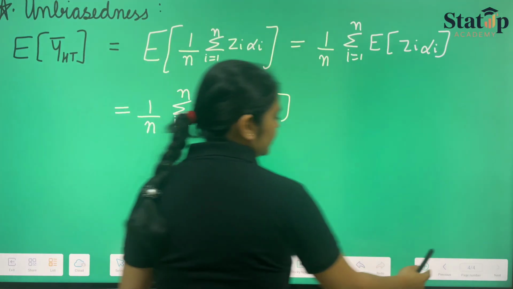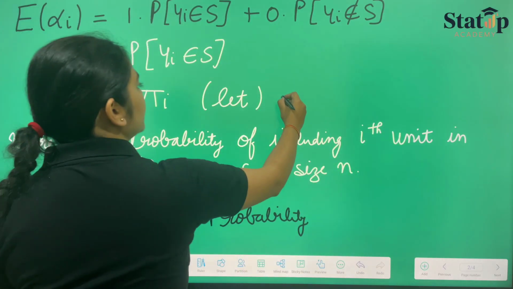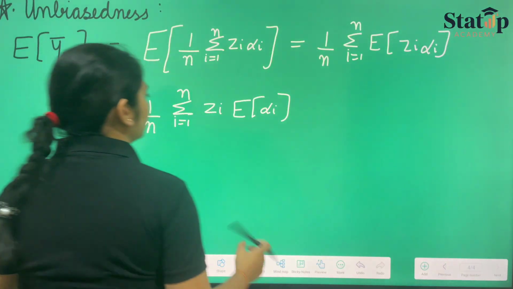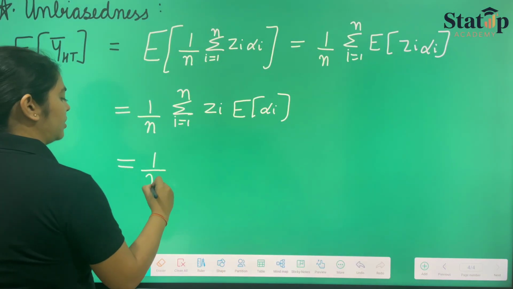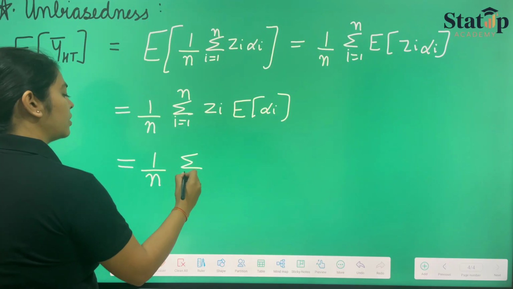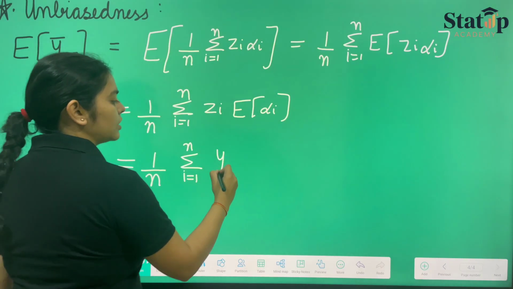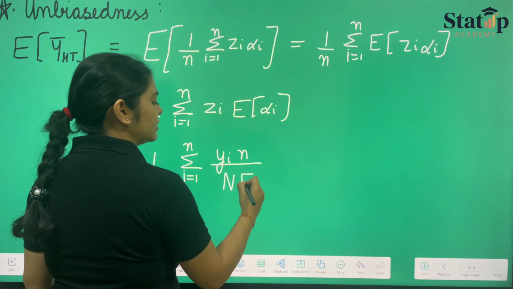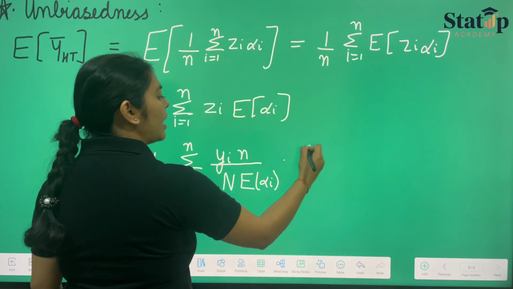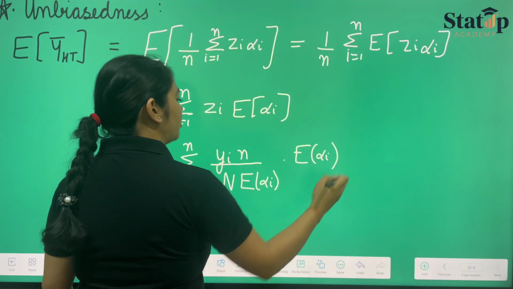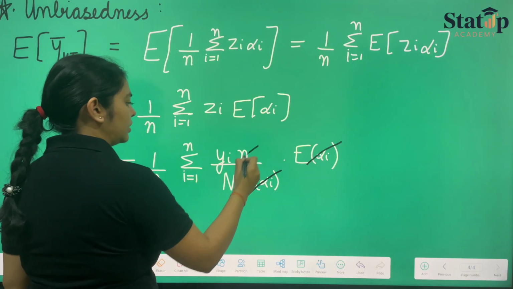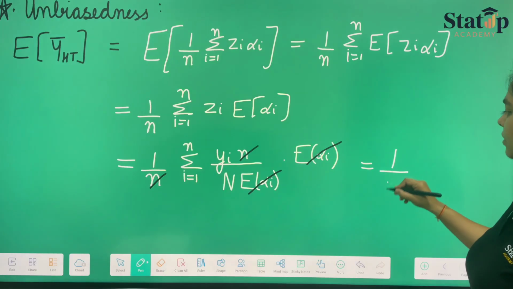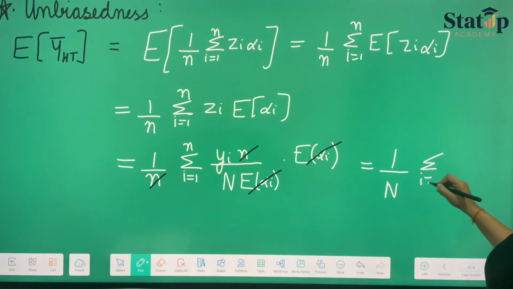Now we all know that the expectation of alpha i that we calculated is pi i. So instead of this, we can write 1 upon n. Now we can also open the values of zi. Zi was nothing but yi into n upon capital N into the expectation of alpha i. We can write this directly. And here the expectation of alpha i is also in multiplication, so this and this get cancelled. This and this get cancelled. And we are left with 1 upon n summation i goes from 1 to n yi.